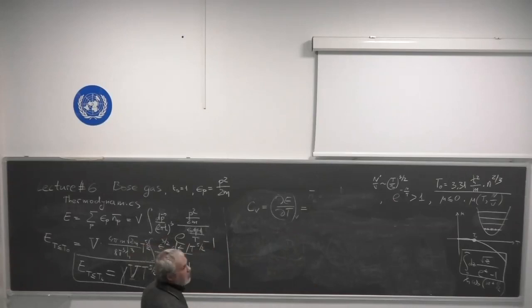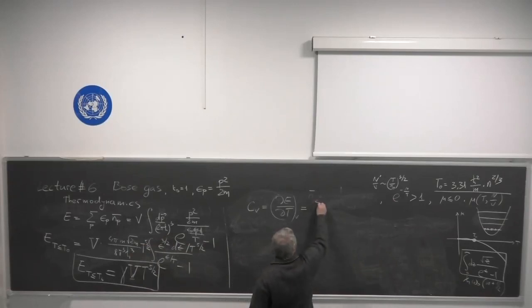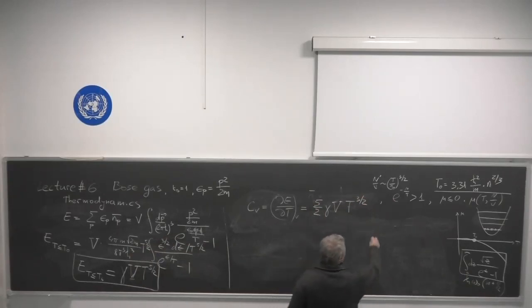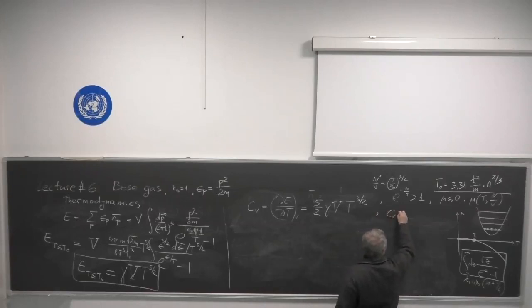I take this expression, I'm interested in the specific heat, energy, and equation of state below T naught. Therefore, by differentiating this expression over temperature, I have 5/2 gamma volume temperature to the power 3/2. Whatever gamma it is, I'm not specifying what this number gamma is. Okay, therefore, specific heat CV small, which is CV divided by volume, is gamma temperature to the power 3/2 multiplied by 5/2.